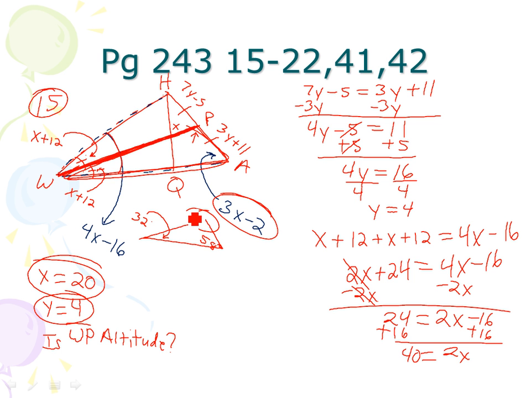Now can we decide what that angle right there is? Yeah, it's 58 plus 32, and then whatever that equals, you have to do 180 minus that number, correct? Yep. 90. So is it an altitude? Yes. Now, again, can you just put yes? No, you have to explain. Yes, because the measure of angle WPA is 90, so it is an altitude.